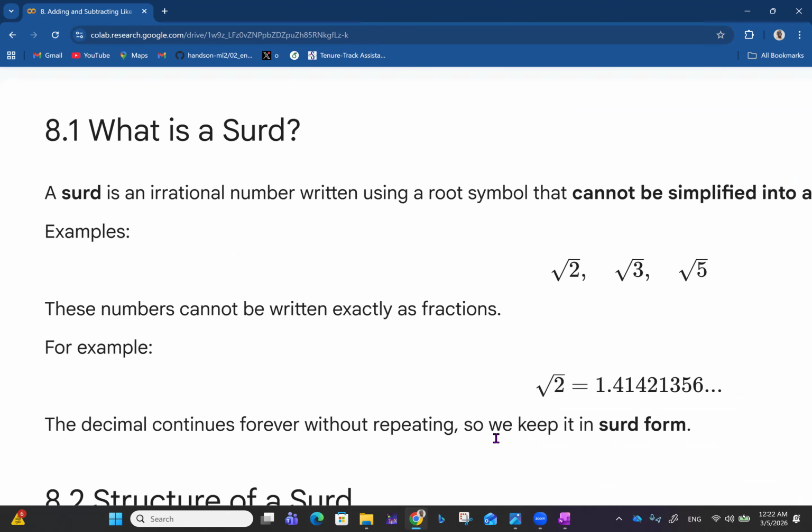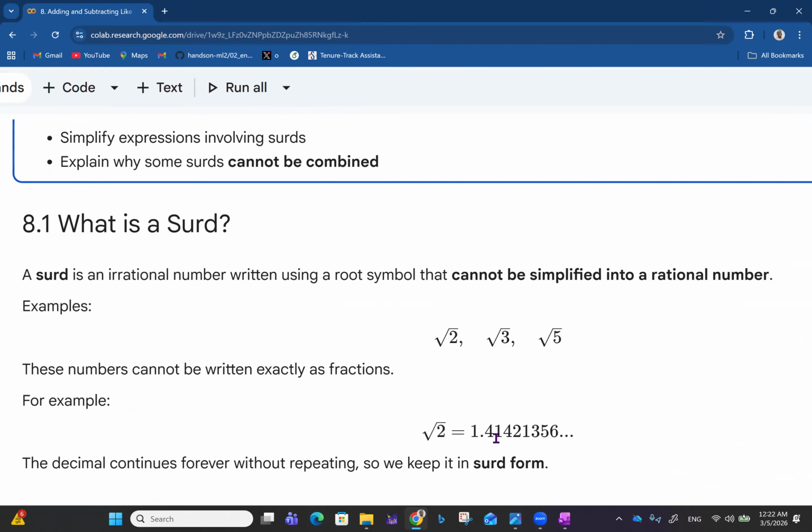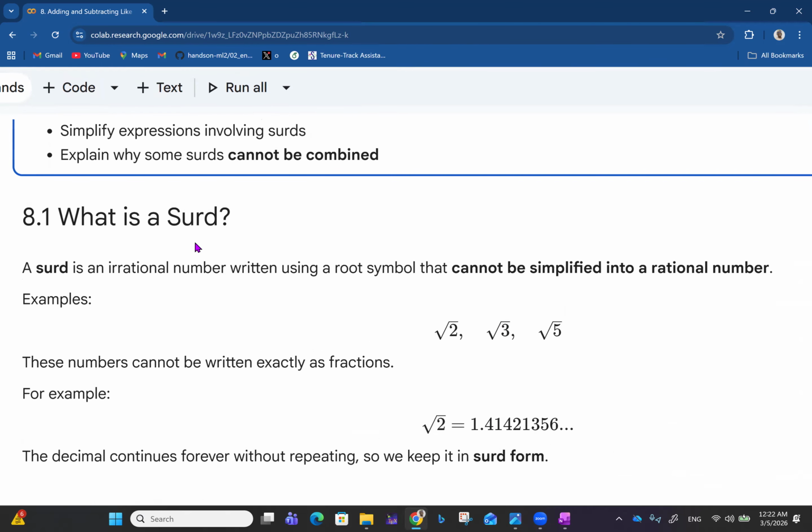So we go straight to remind ourselves of what a surd is. So again, a surd is an irrational number written using a root symbol that cannot be simplified into a rational number. Like we said in the previous video, not all irrational numbers are surds, but all surds are irrational numbers, because we have irrational numbers like pi, but it is not a surd because it doesn't have a root symbol.